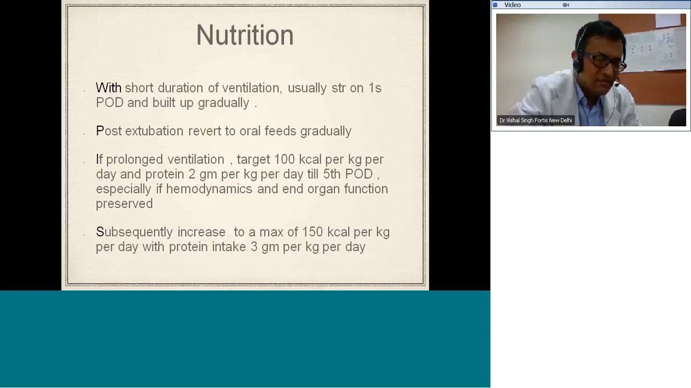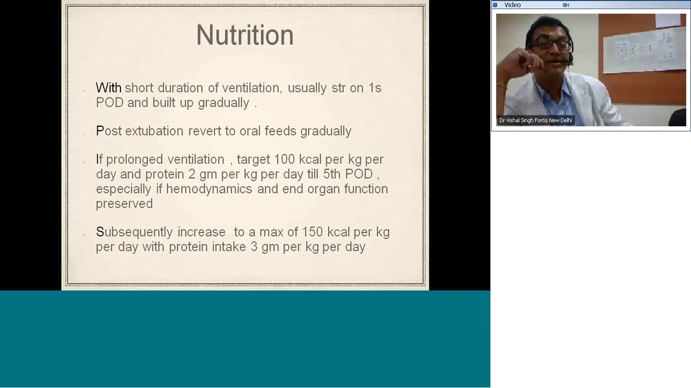Nutrition, again, is a very important part because we have quite a few malnourished children, especially in our scenario with AV canal, because of the recurrent pneumonitis and everything in the preoperative phase. With a short duration of ventilation, you usually start on the first POD and build up gradually, and post-extubation revert to oral feeds. But if prolonged ventilation, target 100 kilocalories per kg per day and protein 2 gram per kg per day, gradually rising. So you have to increase.